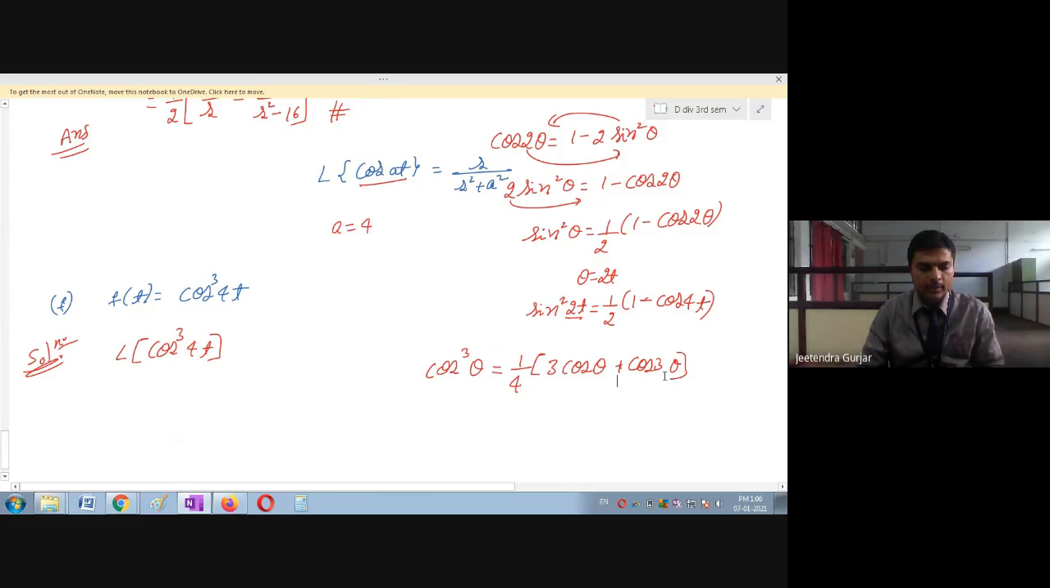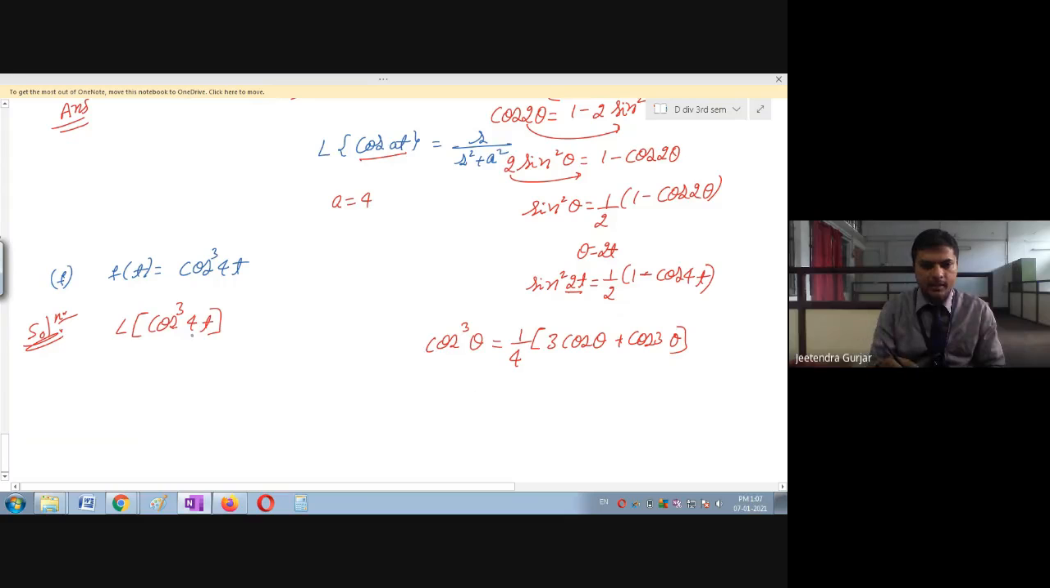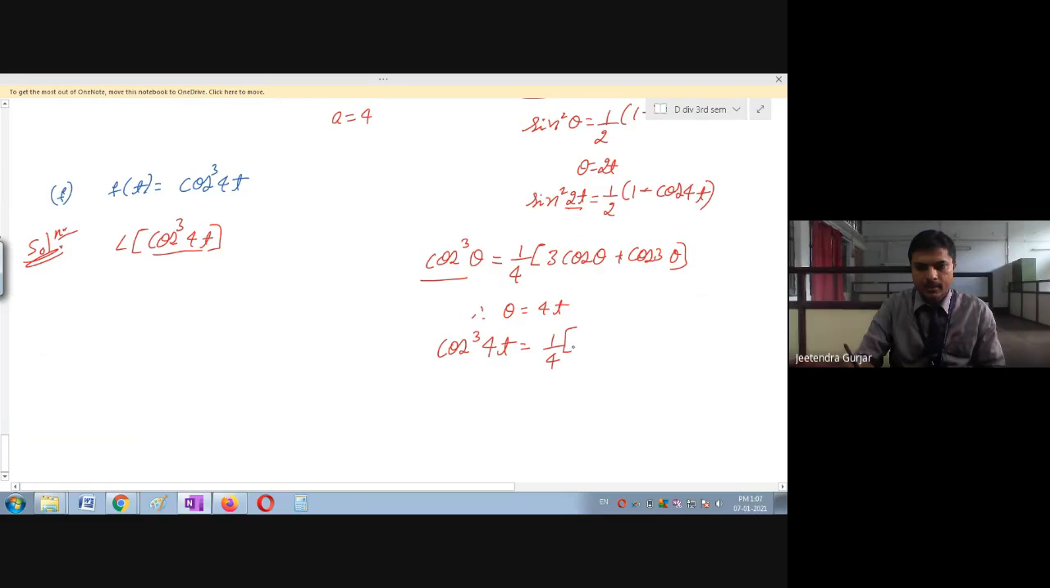Is it clear? Okay, now you can simplify this. So theta, you can compare this equation, this value with this value. You can see theta is equal to 4t they have given. Am I right? So I will write in terms of cos cube 4t. So wherever theta is there, I will substitute 4t. So this will become 3 cos 4t plus cos 3 in bracket 4t.